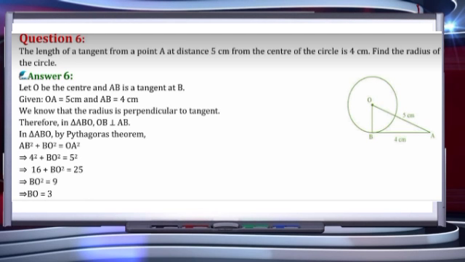So the perpendicular, that is OB, will become the square root of OA square minus BA square. On calculating this, we get BO square as 25 minus 16, that is 9. So that means BO is 3. We won't write plus minus 3 over here because we are talking about a side, so it has to be positive. So BO, that is the radius of the given circle, is 3 cm.